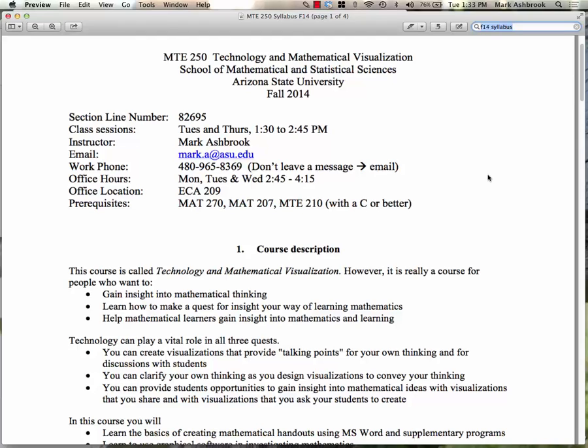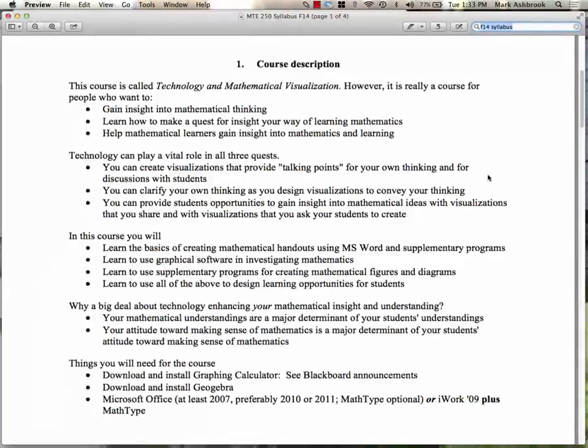Here are the details. Office hours are after class Tuesday or the same time Monday and Wednesday, right across the hall. So let's talk about the course description. This course is called Technology and Mathematical Visualization. However, it is really a course for people who want to gain insight into mathematical thinking, learn how to make a quest for insight your way of learning mathematics, and then help mathematical learners gain insight into mathematics and learning.